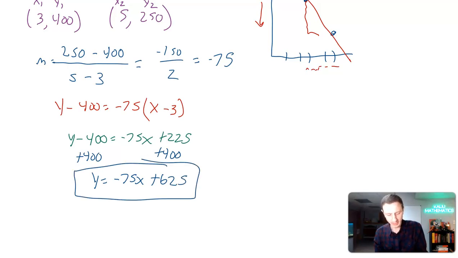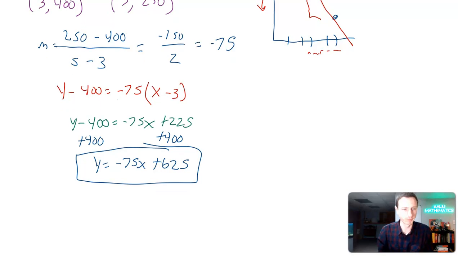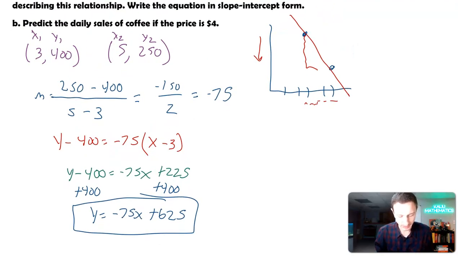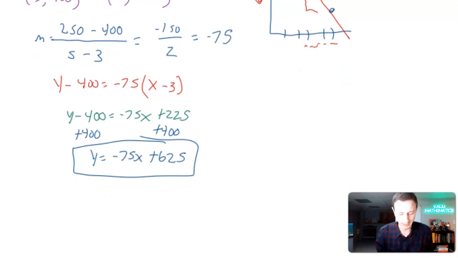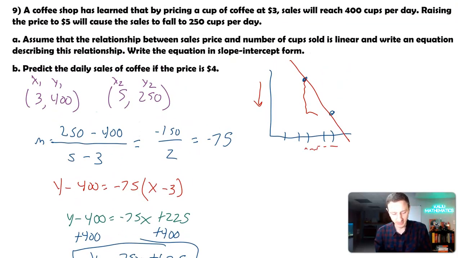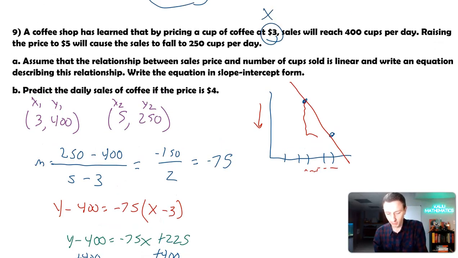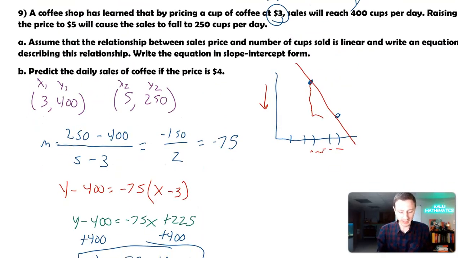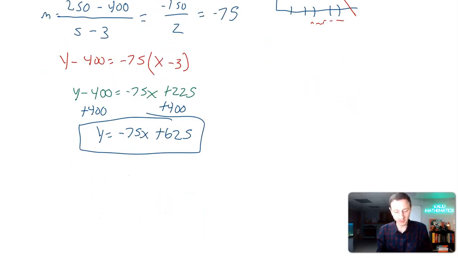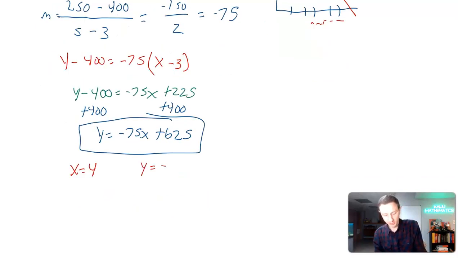So here's the equation that I could use to make predictions based off of this information. What do we want to predict? It says predict the daily sales of coffee if the price is $4. So remember, x is the dollar amount, where y is the cups per day. The pricing point is x. So we want the price of $4. This question is just asking us to substitute in x equal to 4. So we'd say y is equal to negative 75 times 4 plus 625.